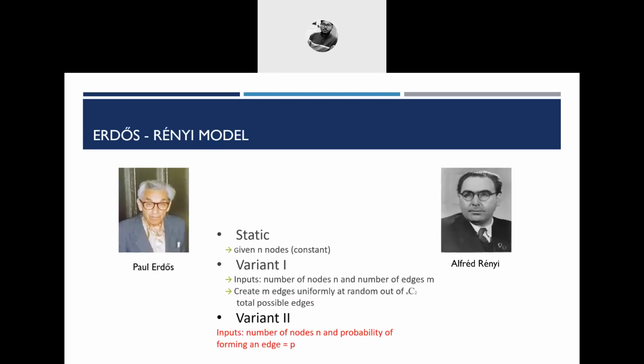So let's start with the Erdős-Rényi model. I think we all know the name of this person, Paul Erdős. He was a famous number theorist, and Alfred Rényi was another great mathematician. Their theory was very simple. They believed in a combinatoric model.